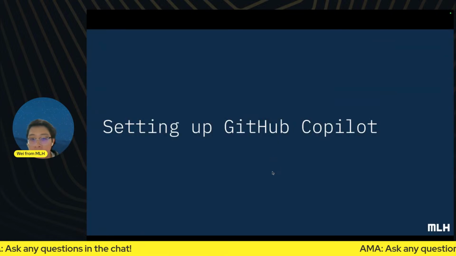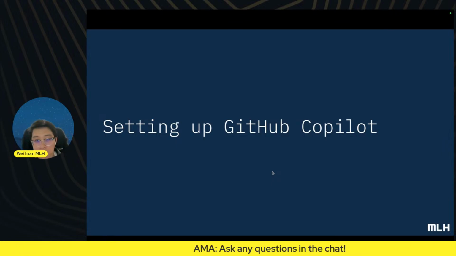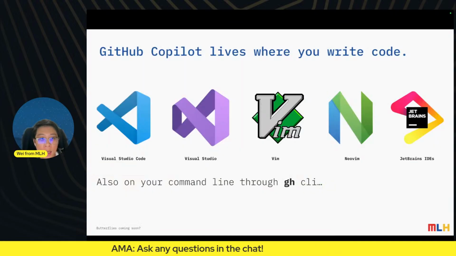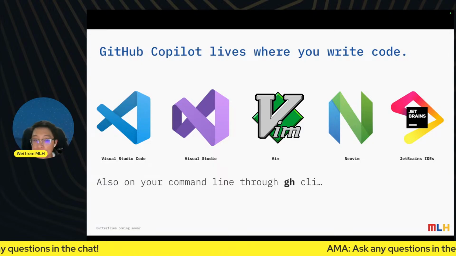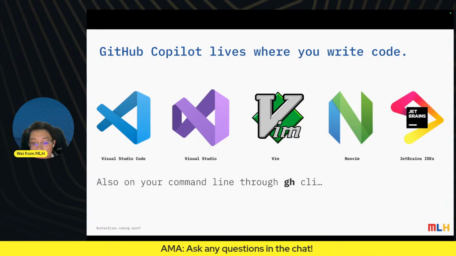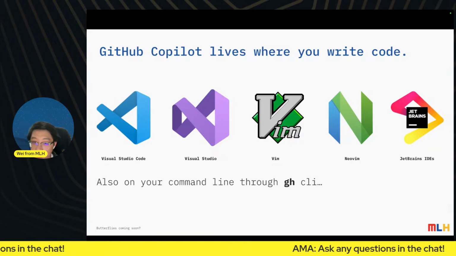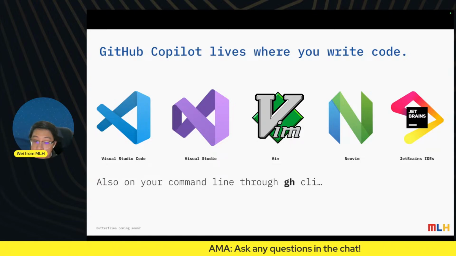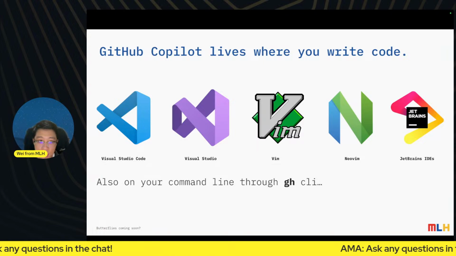Now, let's first set up GitHub Copilot. This is an interactive workshop, so feel free to follow along. GitHub Copilot actually lives where you write code. So not just VS Code, you can use Visual Studio, Vim, Neovim, JetBrains, tons of amazing IDEs. Also, you can even use it in the command line through the GitHub CLI. Their command line tool is super useful and helpful for interacting with a GitHub repository, as well as using Copilot Chat.